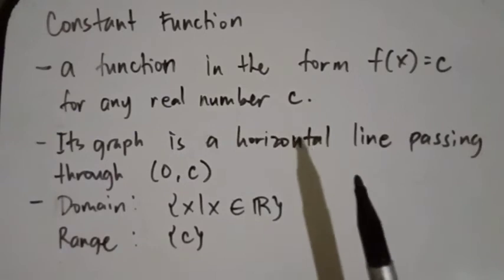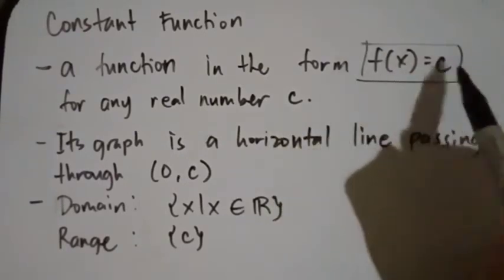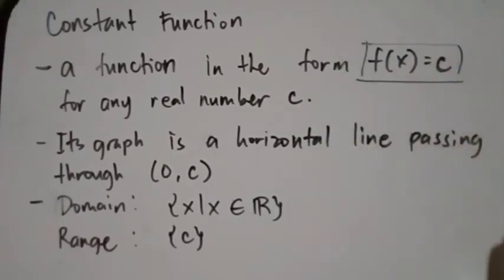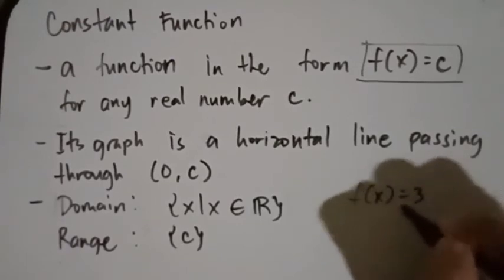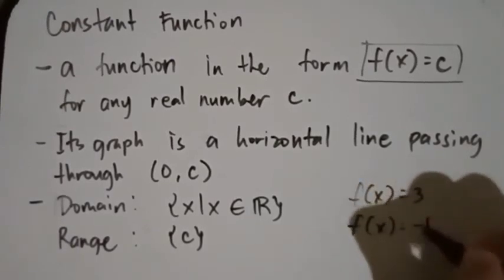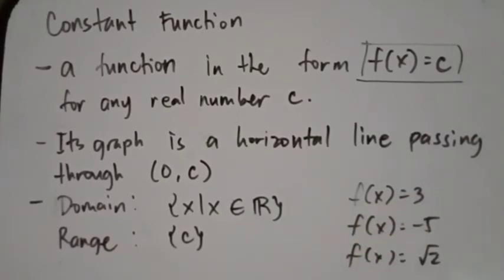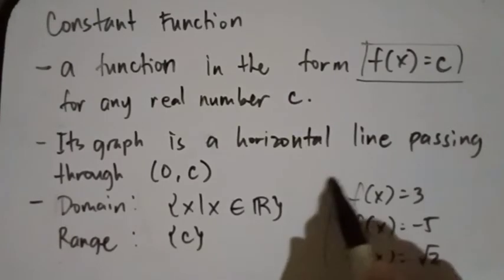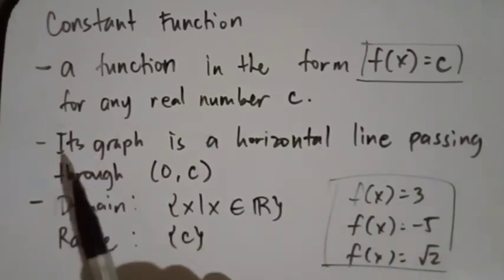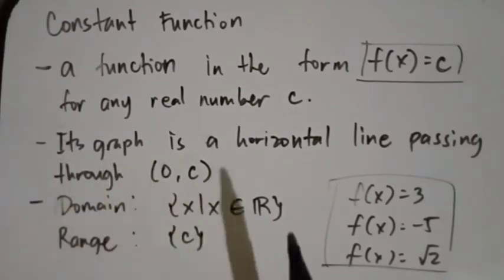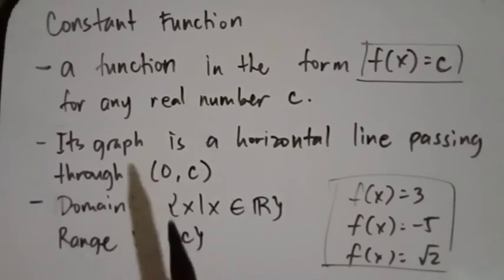Pag sinabi constant function, isa siyang function in the form of f of x equals c, kung saan yung c can be any constant. So, ang examples ng constant function ay f of x equals 3, f of x equals negative 5, f of x equals square root of 2, and so on and so forth. So, silang lahat ay yung tinatawag na constant function. Okay. Tapos, yung graph ng constant function ay horizontal line kung saan tatama sa 0, c.